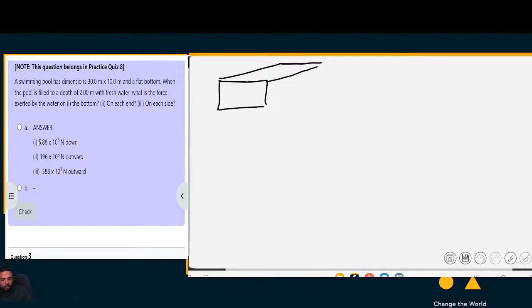So this is the pool still. And then of course we have that. This is the pool. And we have here 2 meters, we have 10 meters, and of course we have a length of 30 meters. So there's the pool.